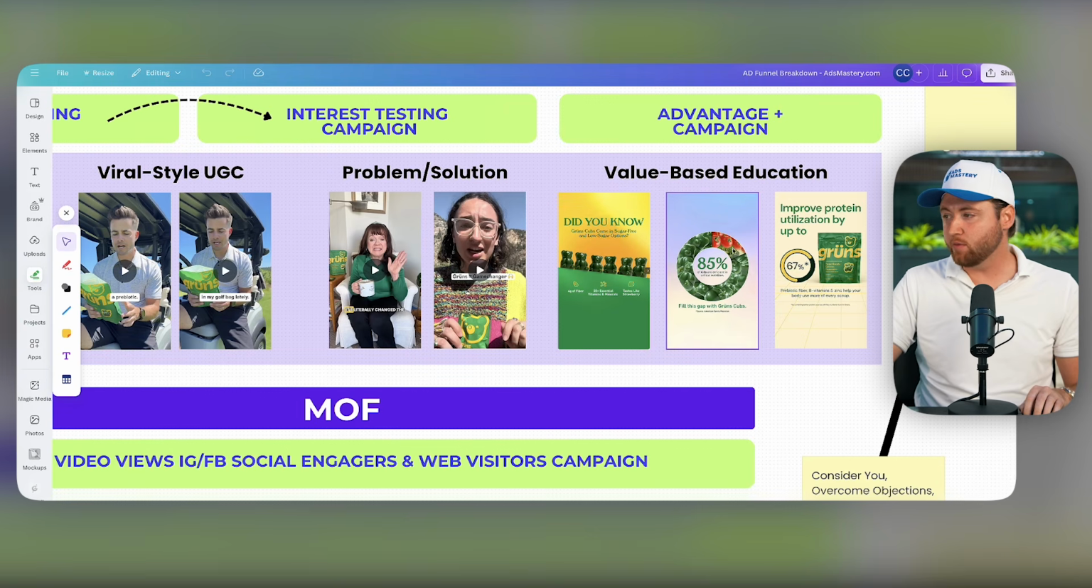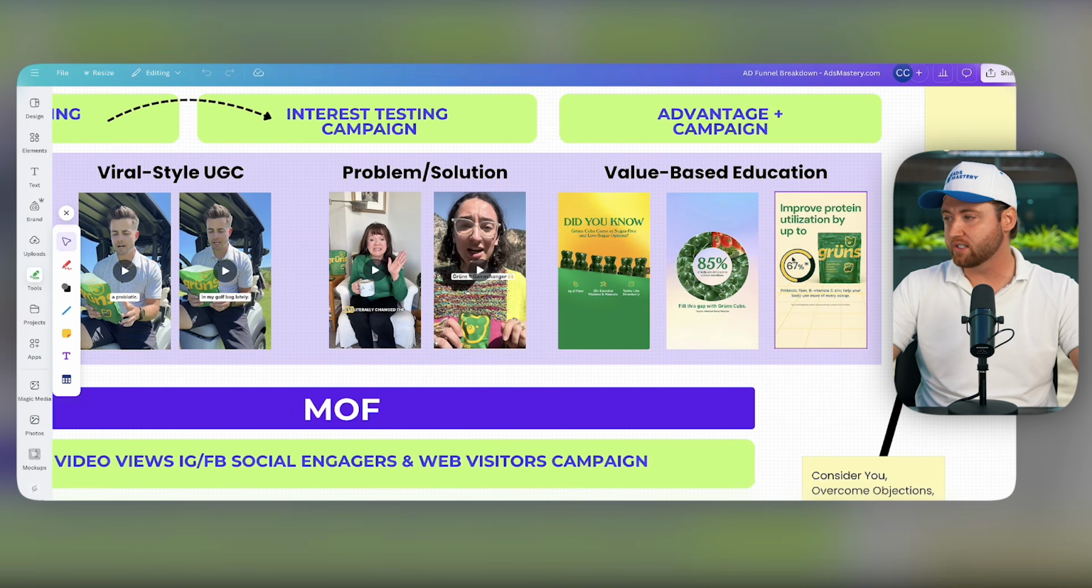And then we have a fact and statistic, which helps with the logical-based thinkers who make decisions based off of logic. And 85% of kids are deficient in critical nutrients. Some people might not know that, so they're going to have piqued curiosity. And so how do they solve that? Well, fill this gap with Groons. Once again, positioning this as a solution. And then for people who are interested in protein, improve protein utilization by up to 67%.